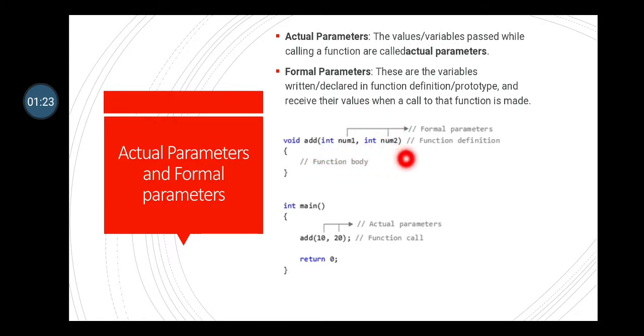These formal parameters, as you have seen, are declared in the function definition or prototype. This is the function definition and we have written the parameters over here. They are called formal parameters and they will receive their value when the function is called. So when the actual parameters are passed, number 1 and number 2 receive the values from the actual parameters. When you define or declare a function, the parameters written are formal parameters, and while calling the function, whatever values or variables you specify will be the actual parameters.